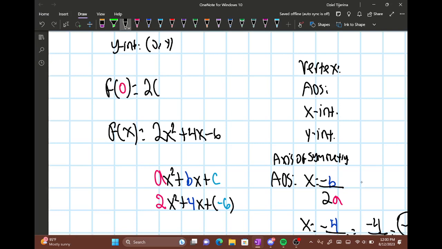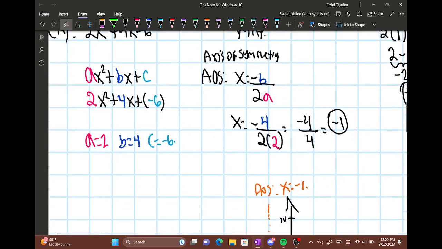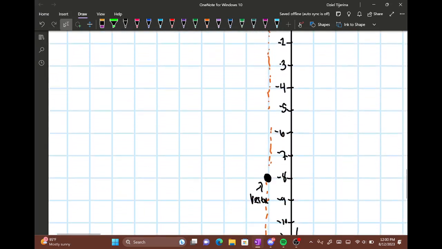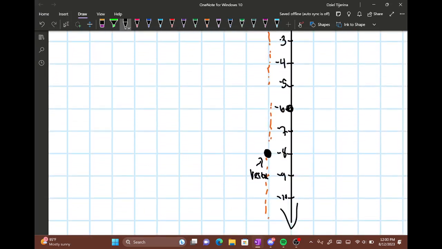So evaluate f of x at x equals 0. So we have 2 times 0 quantity squared plus 4 times 0 minus 6. Obviously, we're going to get 0 plus 0 minus 6. It's just going to be -6. So when x equals 0, y equals -6. So our y-intercept is like right here, right?